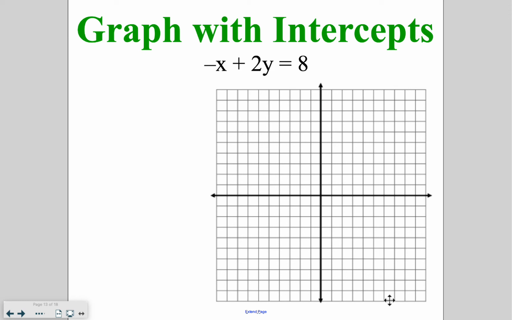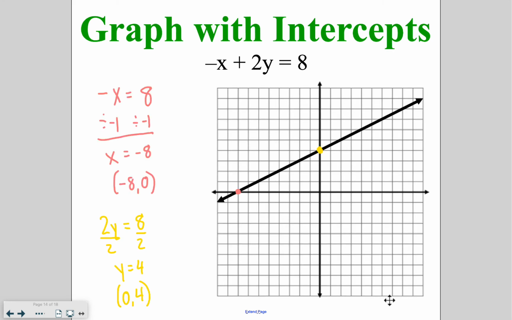Go ahead and try this one on your own. So first, solving for x, you eliminate the y, and you divide by that -1 to get x by itself, so we end up with (-8, 0). Then we have 2y is equal to 8, dividing by 2 gives you (0, 4) as your y-intercept.